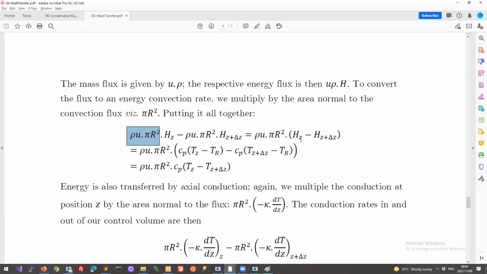And then we can expand on our enthalpy here. We can rewrite this enthalpy if we assume Cp to be approximately constant. So enthalpy at point Z is approximately Cp times (T at Z minus T ref). And then at Z plus delta Z, it's this. Then again, this is going to be a minus Cp T ref, and this is going to be a plus Cp T ref. So those can cancel, leaving us just with T at Z minus T at Z plus delta Z. Okay, so that's our flow of energy due to convection. So that's the second term taken care of.